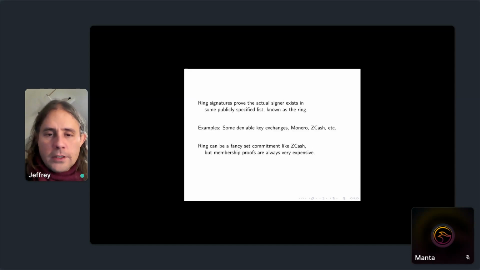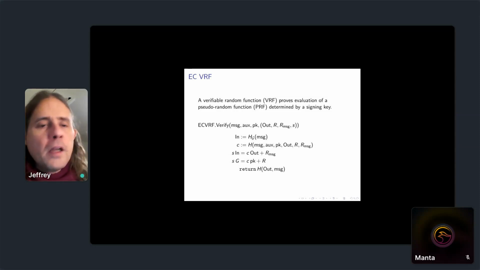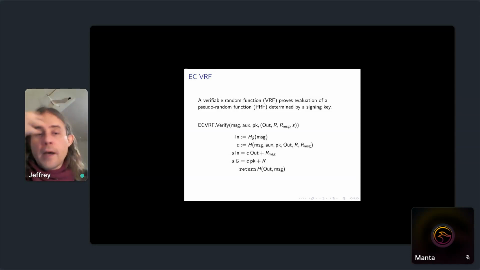Now, the next thing I want to talk about is what are called verifiable random functions. These are another kind of signature, and what they do is prove the evaluation of some pseudo-random function, which basically means something akin to a hash function, determined by the signing key used in the signature. These are used all over the blockchain space now. They go back a very long ways.